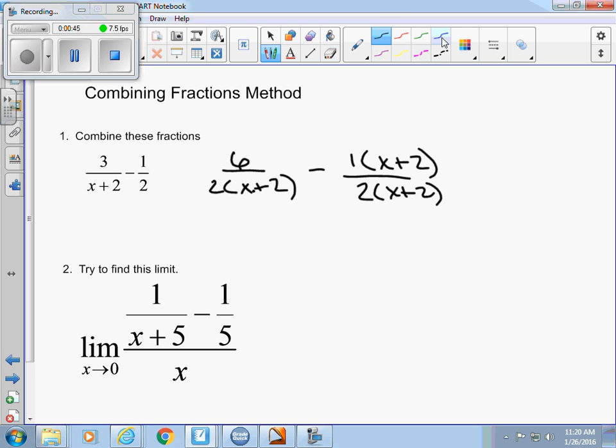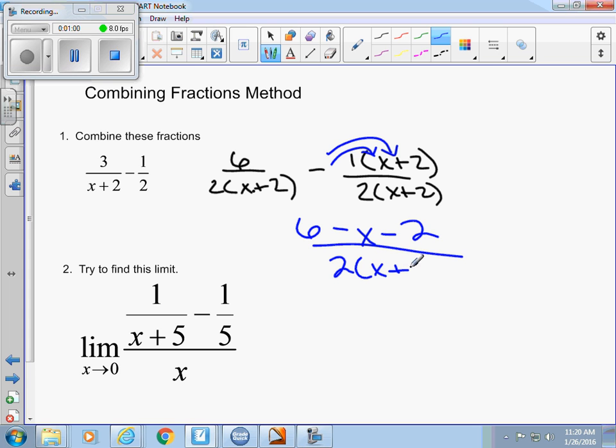Okay, any questions so far? Most common mistake here is don't forget to distribute the negative. So I get 6 minus x minus 2. I'm going to leave the bottom factored. 4 minus x or negative x plus 4, either way. Okay, so that is how you combine fractions.